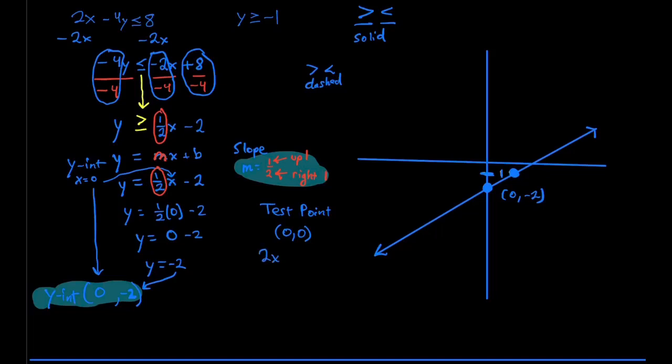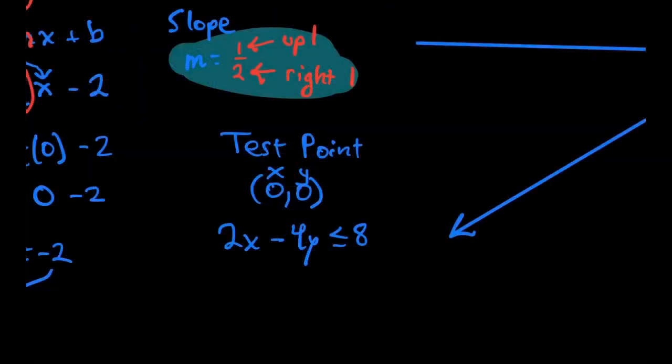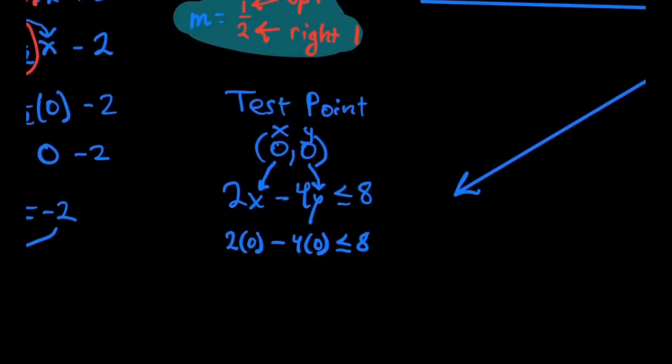So here you take the original inequality. So both the zeros here, you go ahead and plug them in. This one into x, this one into y. You got 2 times 0 minus 4 times 0 is less than 8. Well, here I'll work it out first. So you end up with 0 is less than or equal to 8.